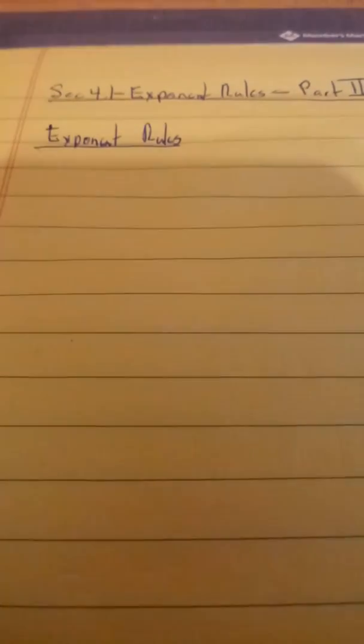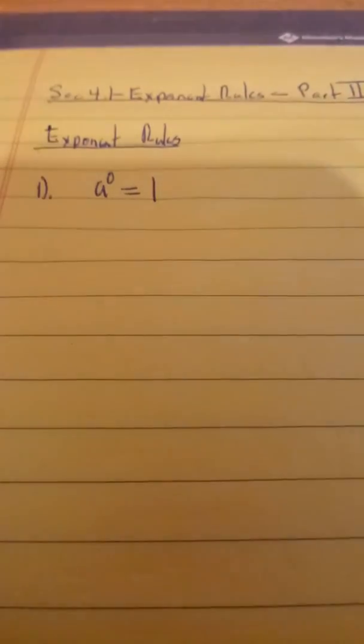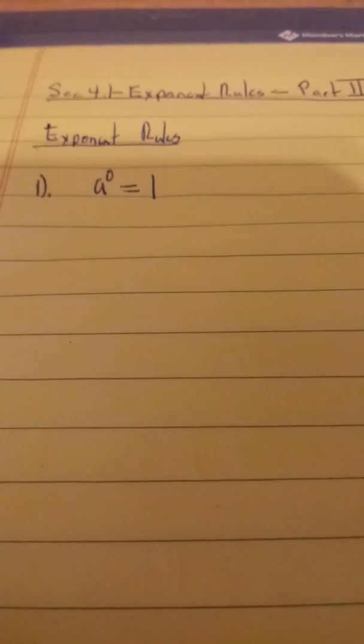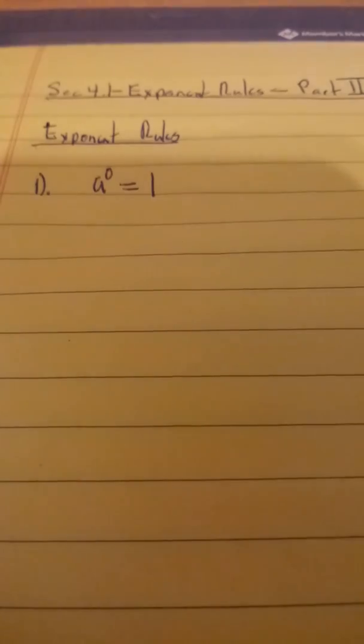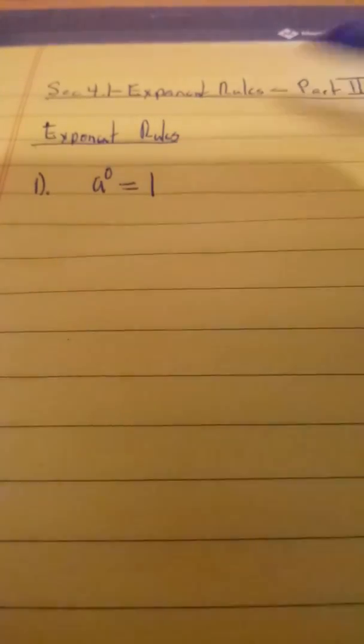So the first exponent rule that we have, and we had briefly talked about it previously, and we're going to have to go over this before we go into part 2 here, is when we have a base raised to the 0 power. So for example, if we have a raised to the 0 power, the rule states that it's going to be equal to 1. Now it doesn't matter whether it's a numeric base or an alphabetical base. If it's being raised to the 0 power, it'll be equal to 1.